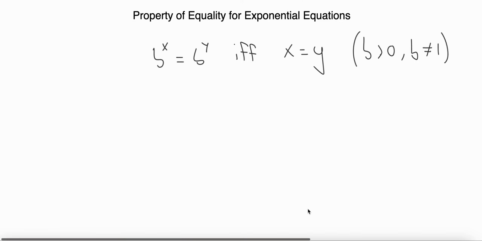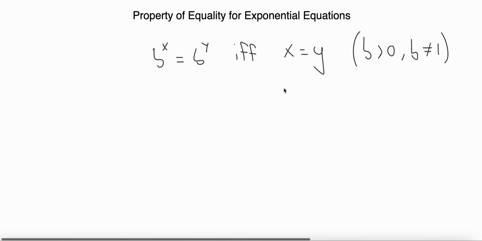In today's video, we're going to be going over the property of equality for exponential equations, which we have stated below here. The property is stated as b to the x equals b to the y if and only if x equals y, with the restriction that b must be greater than 0 and b cannot equal 1. So we're going to be going over a few different examples here with each of them increasing in difficulty.